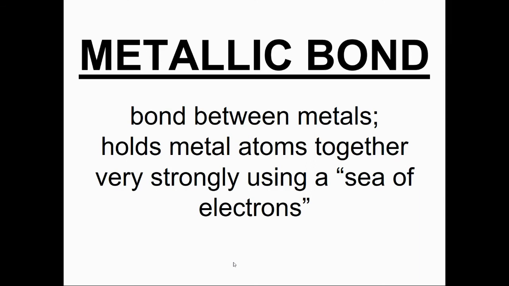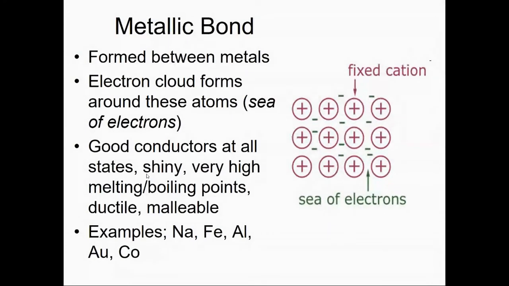They hold those metals together, and it's a very, very, very strong bond that has electrons that are described as a sea of electrons, because you can't tell who the electrons belong to. Once they're in this bond, they kind of move around everywhere, and you can't tell who they belong to. So some characteristics of your metallic bond. It forms between metals. You have an electron cloud that forms around these atoms. You have a sea of electrons. So you've got all these electrons, and we don't know who they belong to. They're all over the place.